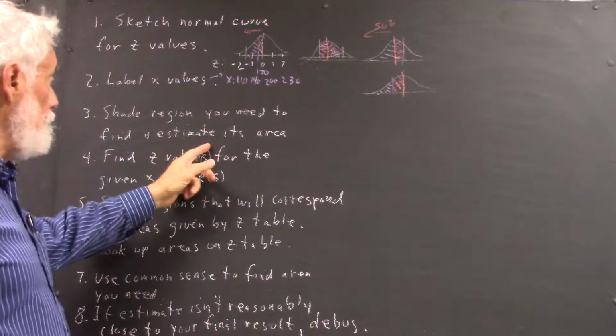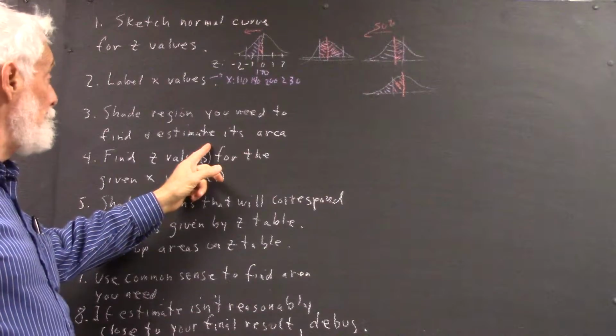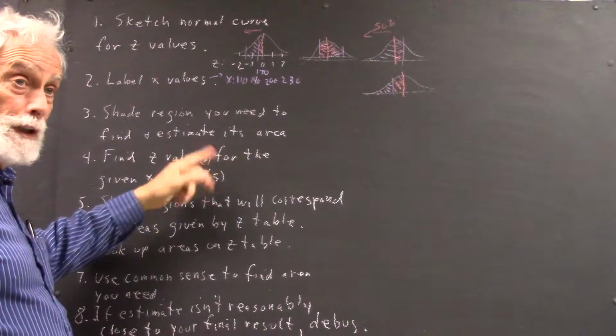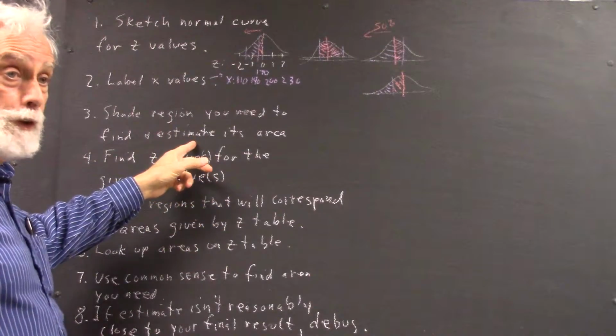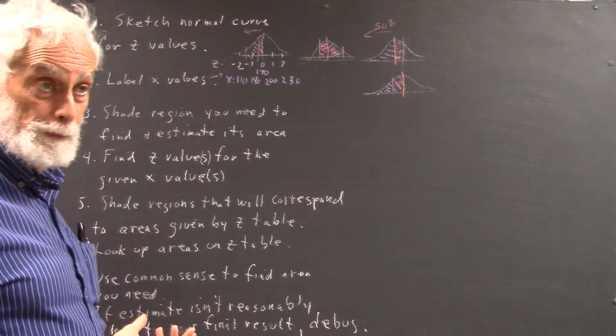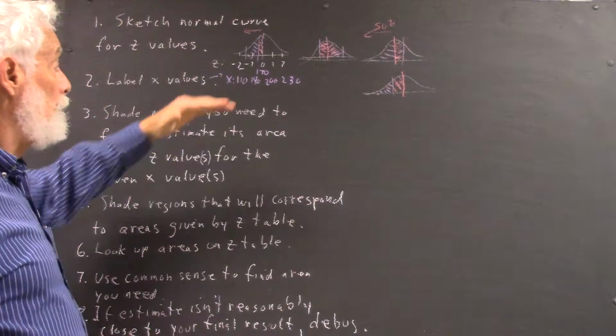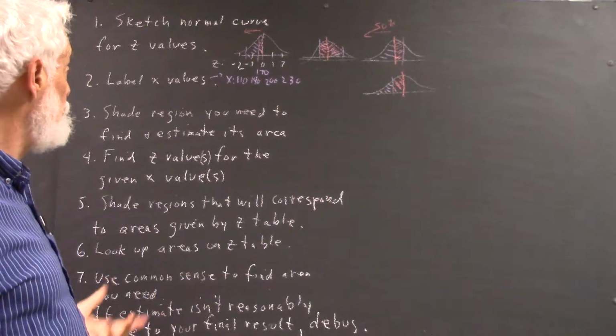You shade the region you need, and then you estimate its area, and do this before you ever look at a z-table, and I say do it before you ever even figure out your z-values. Okay? Because right away then, you've got a picture of the situation, then you can refine it.